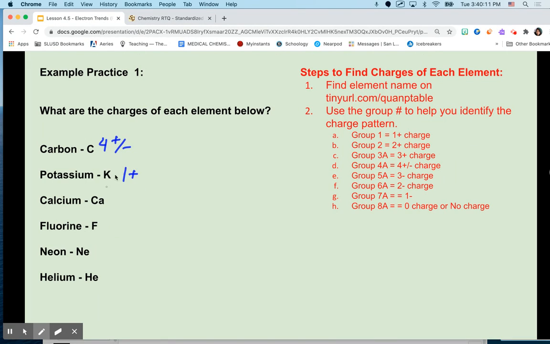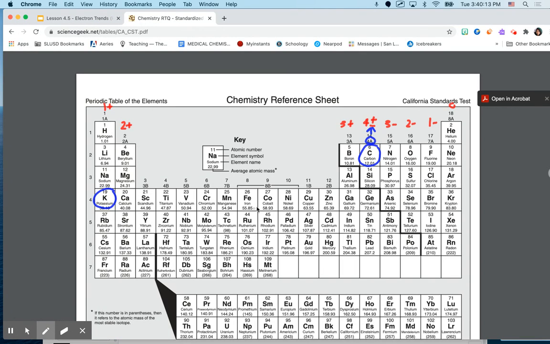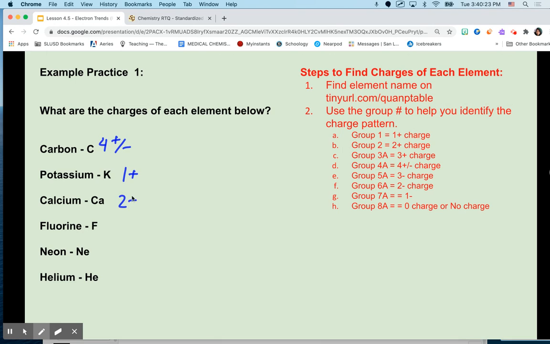What about potassium? Let's look for potassium. Potassium is here. It is in group 1A, so it's going to have a charge of 1 plus. What about calcium? If I look up calcium, Ca is here. It is in group 2A, so it's going to have a charge of 2 plus.